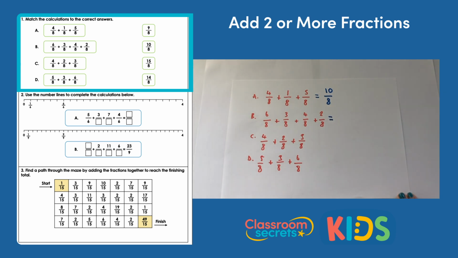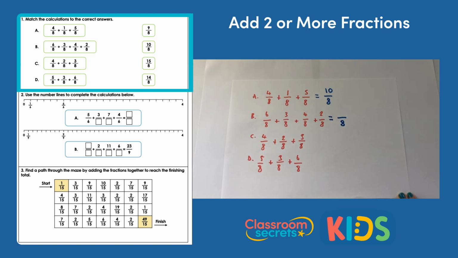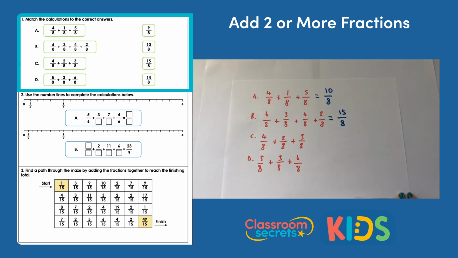Calculation B, 6 eighths, add 3 eighths, add 4 eighths, add 2 eighths. Again, my denominator is going to stay the same. My answer will be in eighths. So I need to go through and add the rest. So 6 add 3 is 9, add 4 is 13, add 2, 15. So my answer is 15 eighths. And again, that's one of my options. So far, so good.